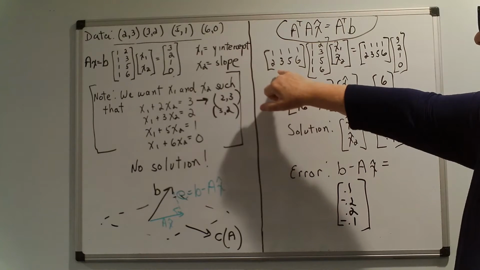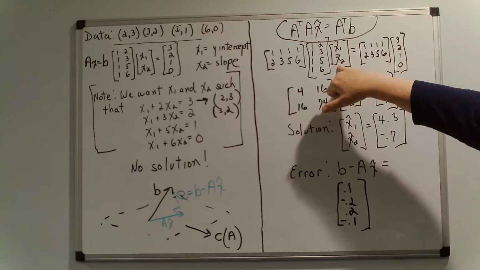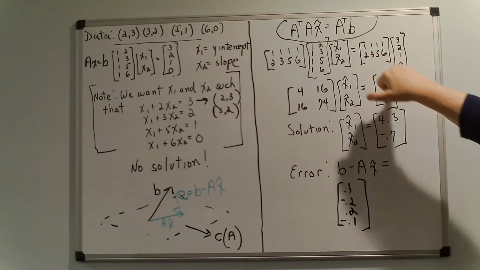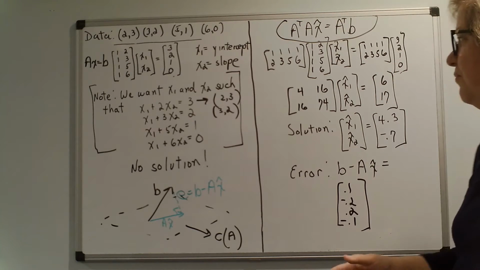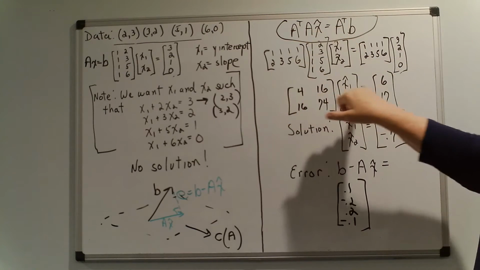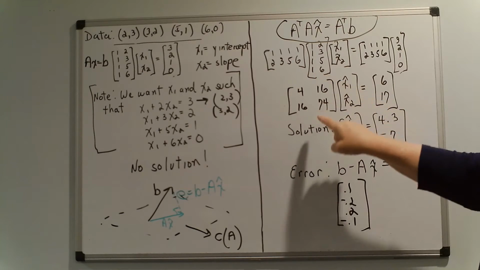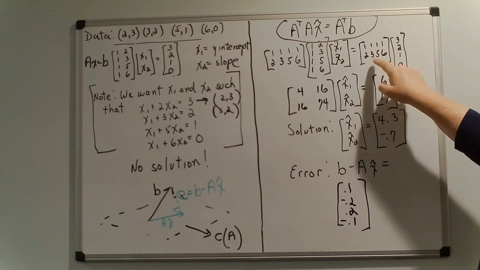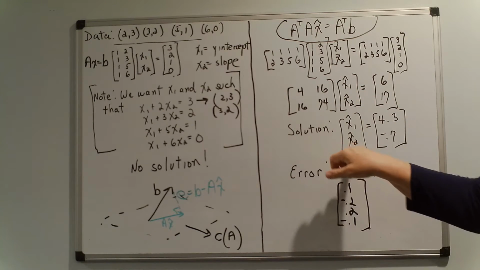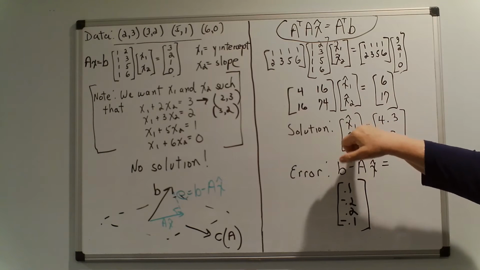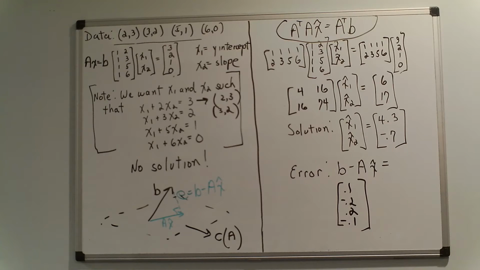So now here's A transpose, here's A. I put a little hat on the x1 and the x2. Here's A transpose, here's b. So rather than getting a projection matrix like we often did before, I just want to write these out and solve for x hat. I multiply A transpose A and I get that. I multiply A transpose b and I get that. So go through the usual routine, and our solution is x1 hat is 4.3, x2 hat is negative 0.7.